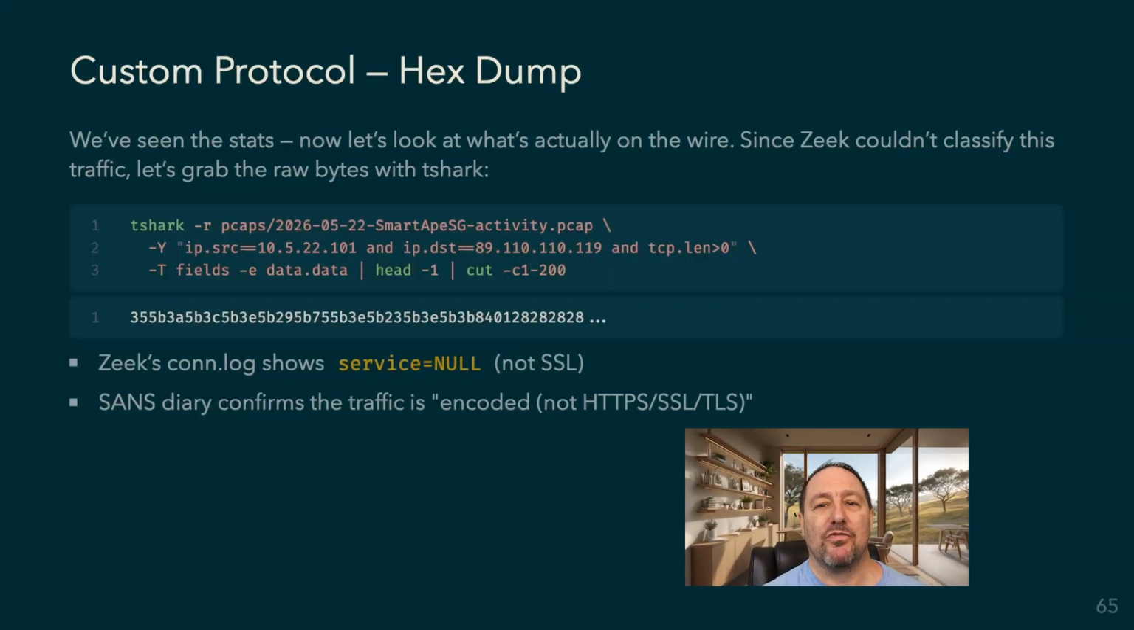So here's what the first few bytes of the C2 session on the wire look like per the PCAP. It's just raw hex. Zeek couldn't classify that. There's no TLS handshake here, and the SANS diary confirms it's encoded and not encrypted. So assuming something is encrypted because it's on port 443 has helped more malware campaigns than any exploit kit ever.